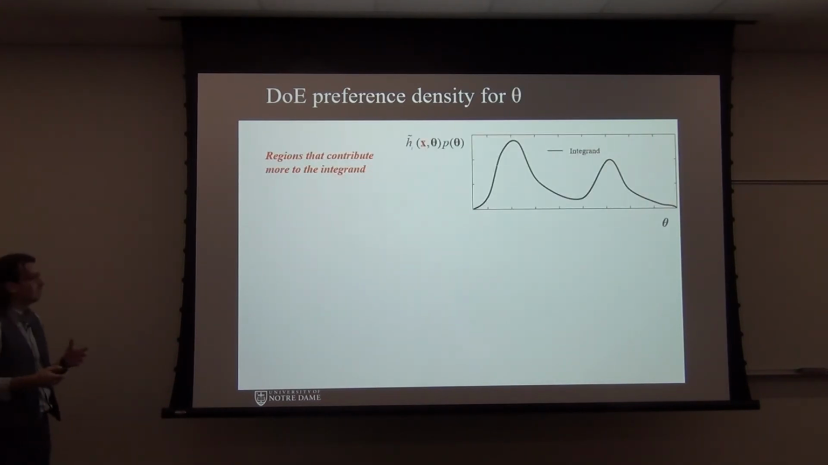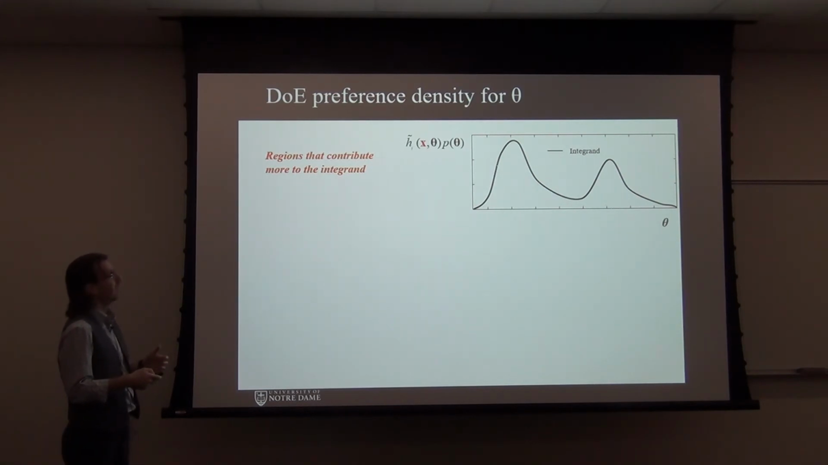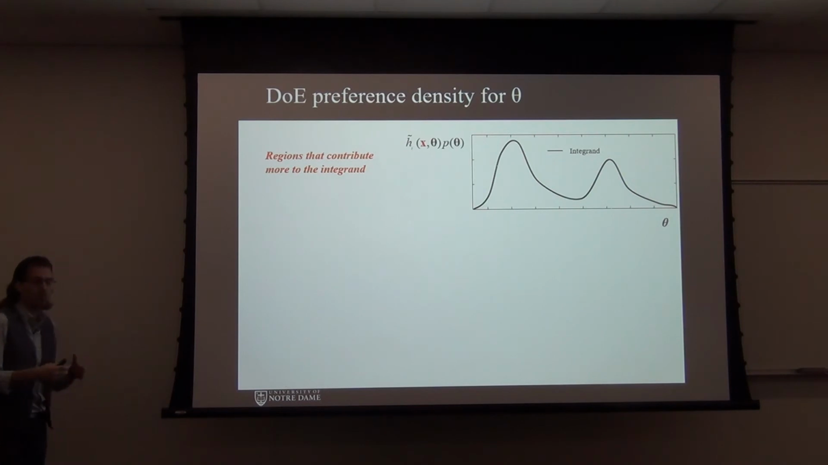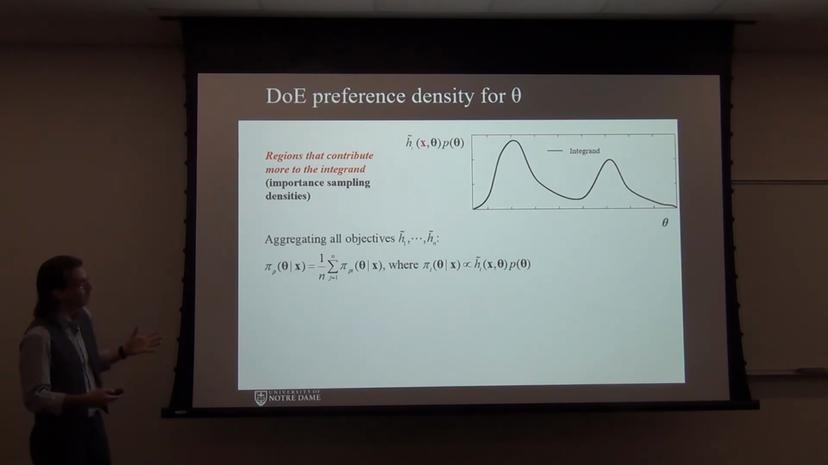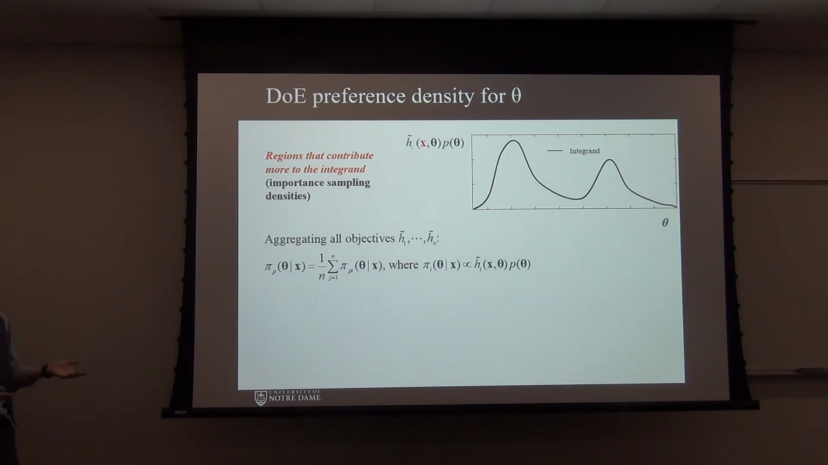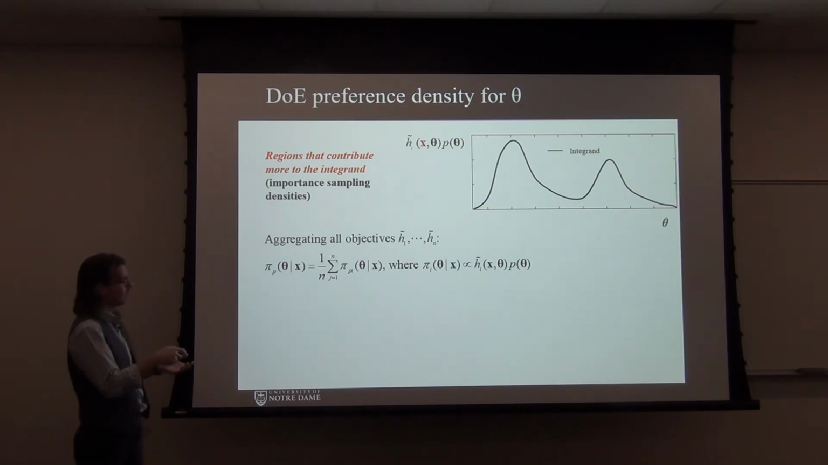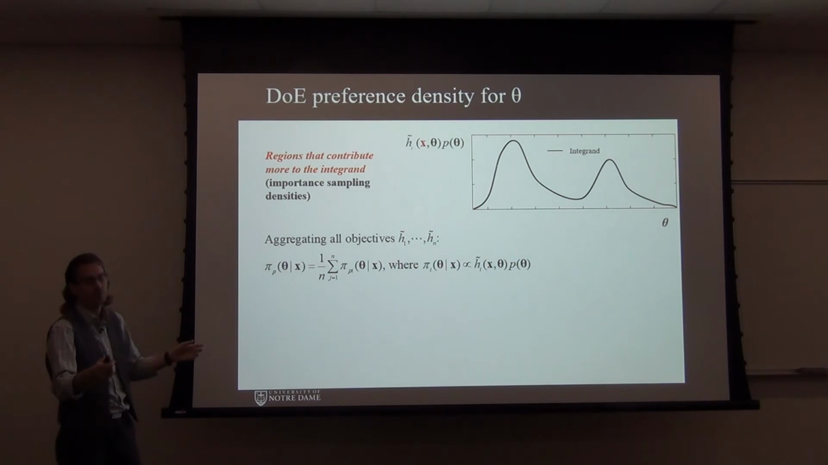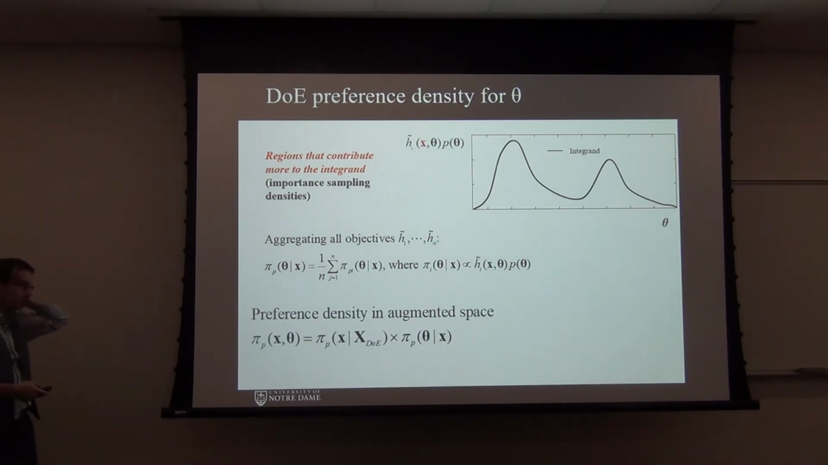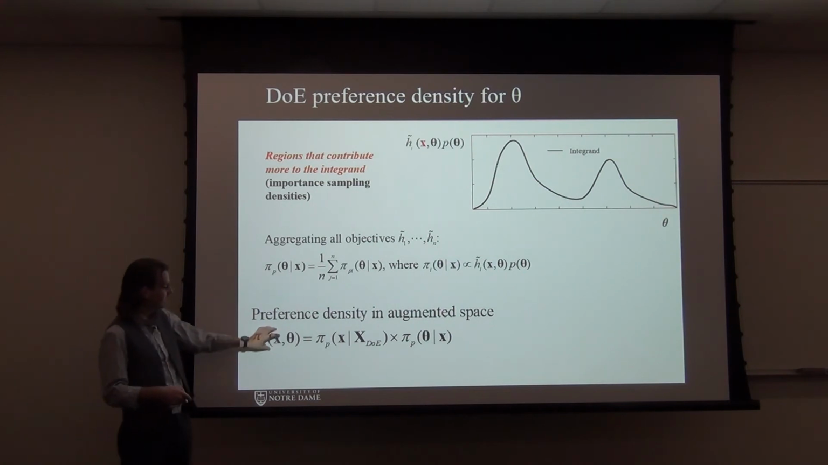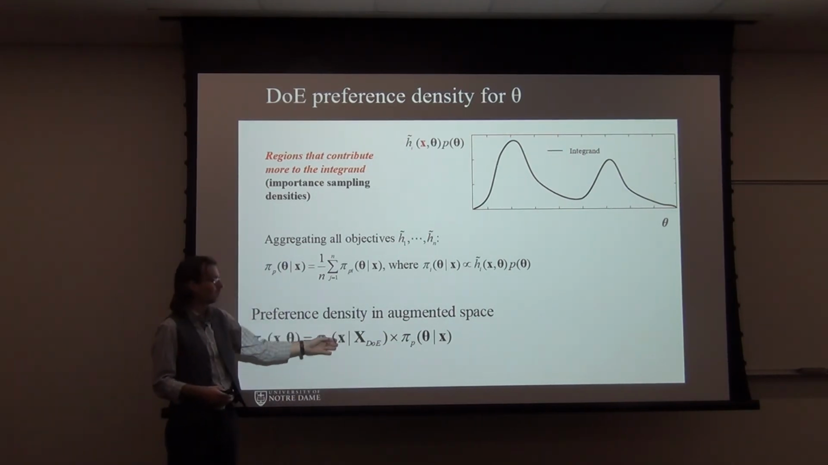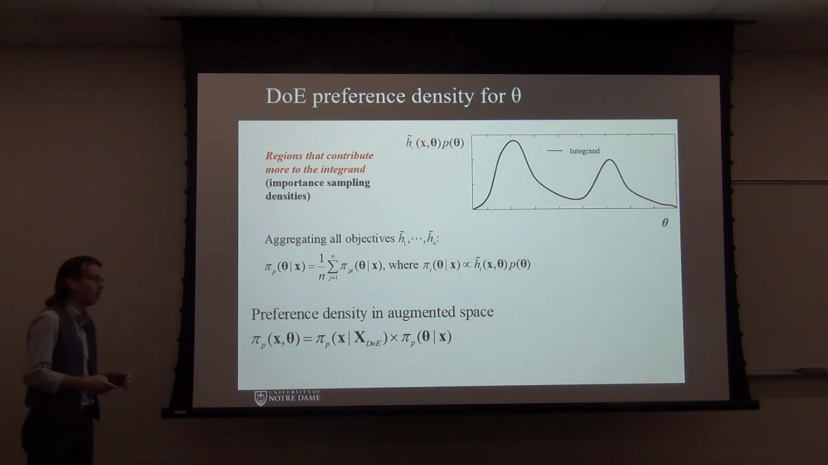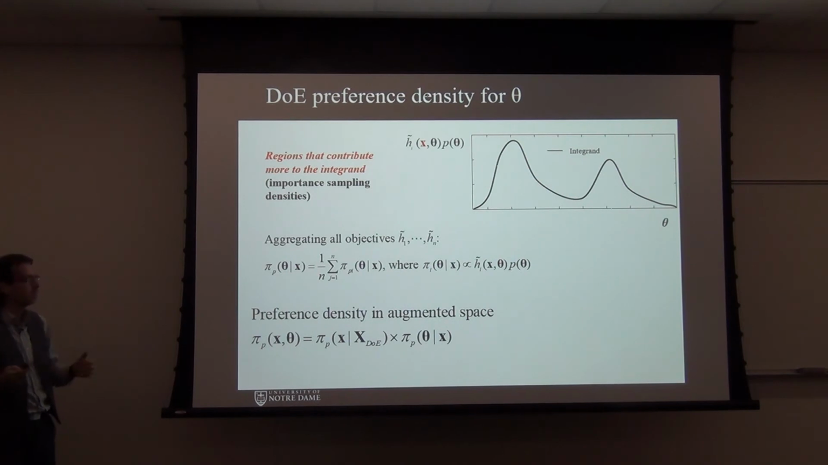For theta, this is a little bit easier. We really care about domains that correspond to higher values of the integrand. This is a very similar concept to what we do in importance sampling. So your preference function should be your importance sampling density. And here we do a sample approximation where we average over all the different objectives. Ultimately, this gives us the preference density of the augmented space, where the theta component corresponds to the importance sampling density for your integrand, and the X component corresponds to domains that are close to our current Pareto set that we don't think has converged yet.